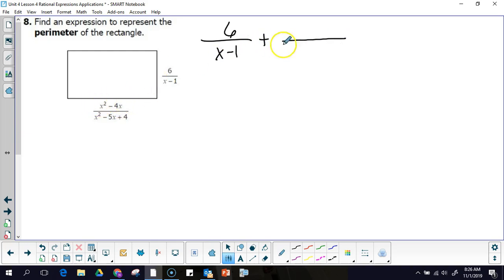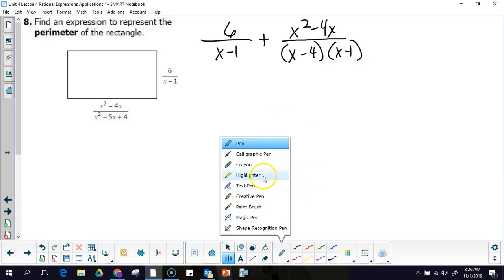The top, I can't do anything with that. I just have to write it. The bottom I can rewrite as x minus 4 and x minus 1. So then we need to find a common denominator to add these together.